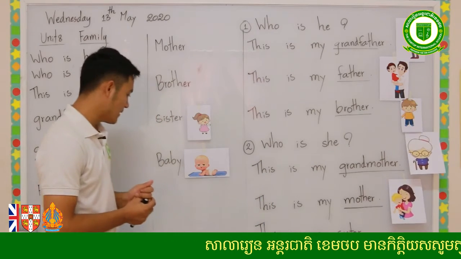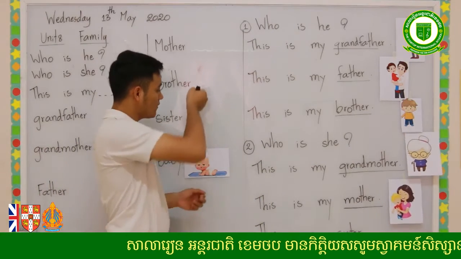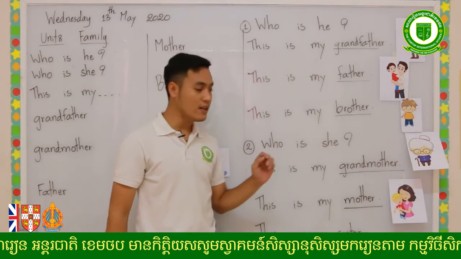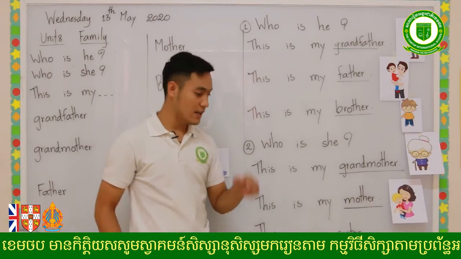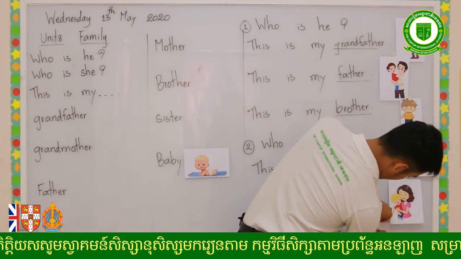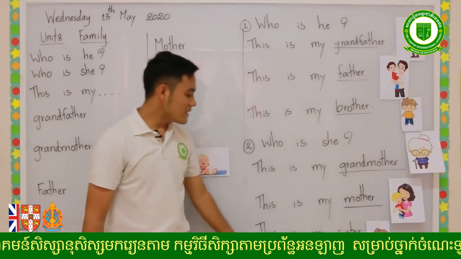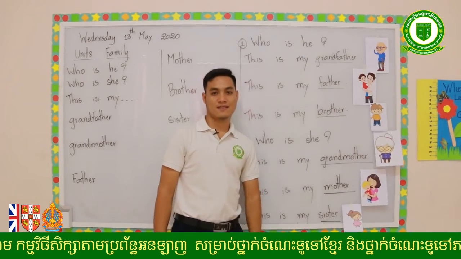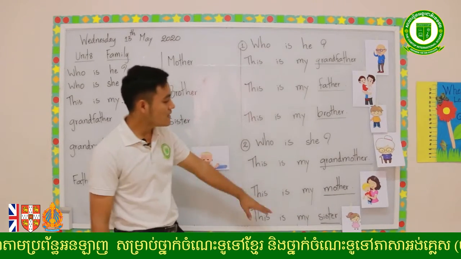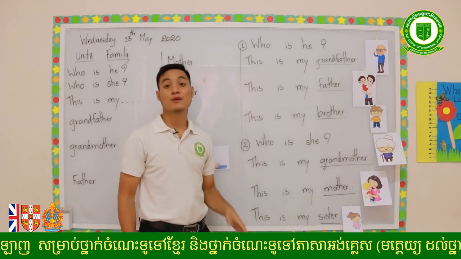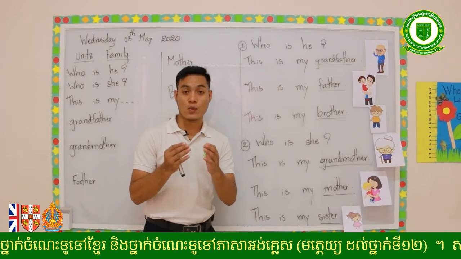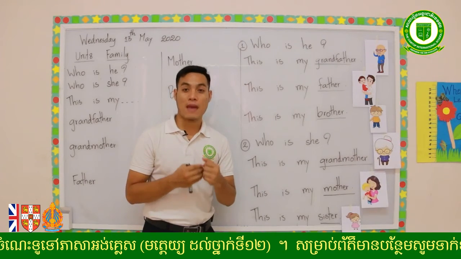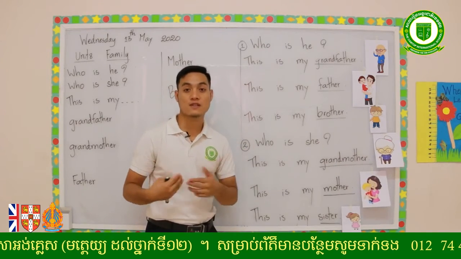Very good. And one more, your friend keeps asking, who is she? Who is she? Can you answer this? This is my sister. This is my sister. Okay, so these are the sentences that can help you to ask the question to anyone, and also can help you to introduce your family members to anyone, especially to your friends.